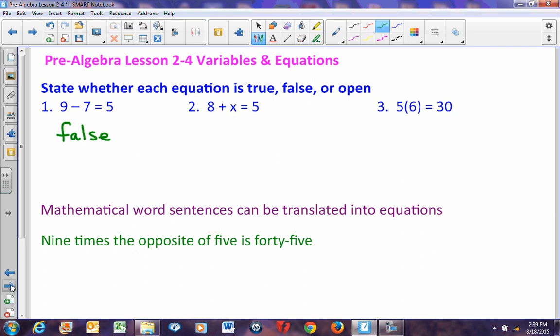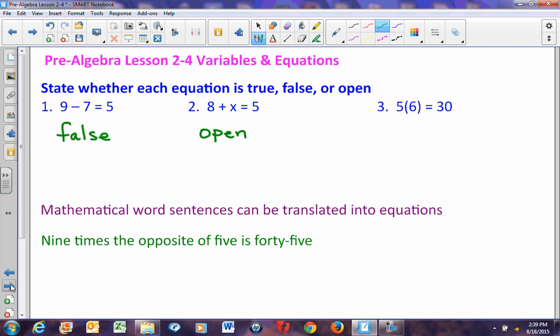Number 2, 8 plus x equals 5. It has a variable. As soon as something has a variable, it's going to be open because we don't know what x is. 8 plus x equals 5 only works if x is negative 3. But I didn't tell you what x was, so in this case, it's an open sentence, or an open equation.